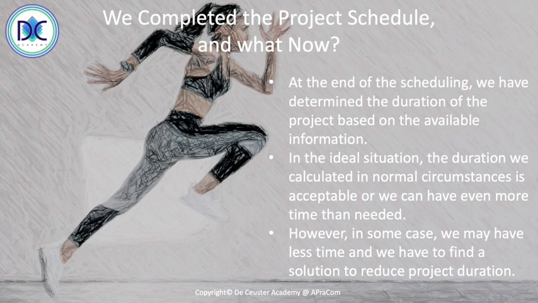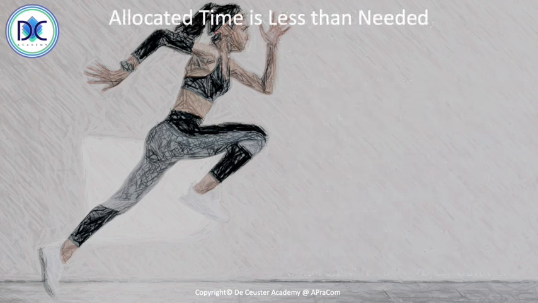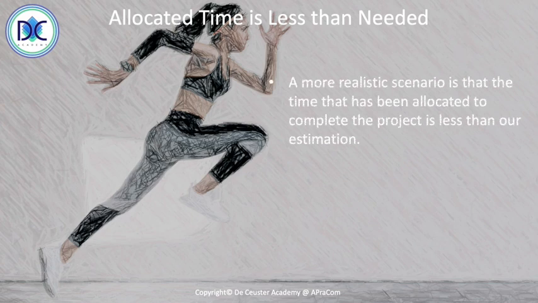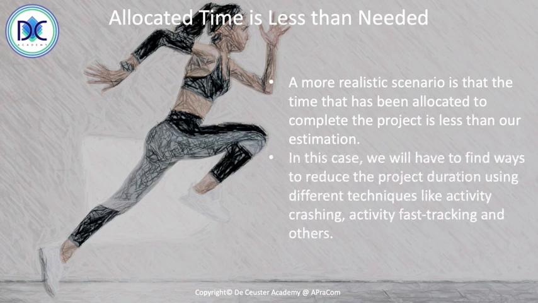The first element is the allocated time is less than needed. Typically, it happens in many projects that the time we have allocated to complete the project is less than our estimation. So we don't have enough time to complete the project as we planned it. Here we have to find ways to reduce the project duration using different techniques like activity crashing, activity fast tracking, and other methods I will discuss later in this video.